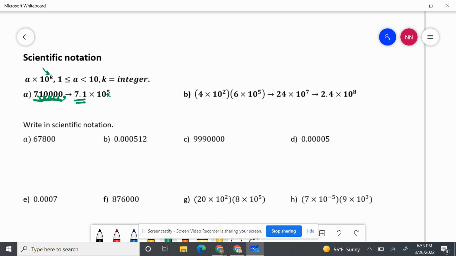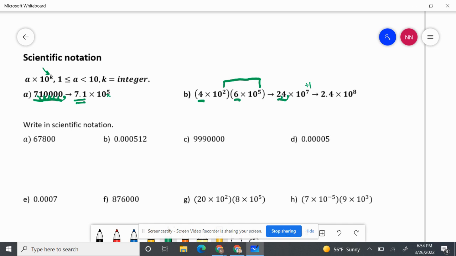Now, for a more difficult problem, like letter B, we have 4 times 6, which is 24. Then we add the exponents, like what we did with the exponent review. So 2 plus 5 gives us a 7. Now, 24 is not a number between 1 and 10, so we make it 2.4. Since we moved the decimal over 1 and 24 is a large number, we add 1 to the 7. 7 plus 1 gives us an 8.